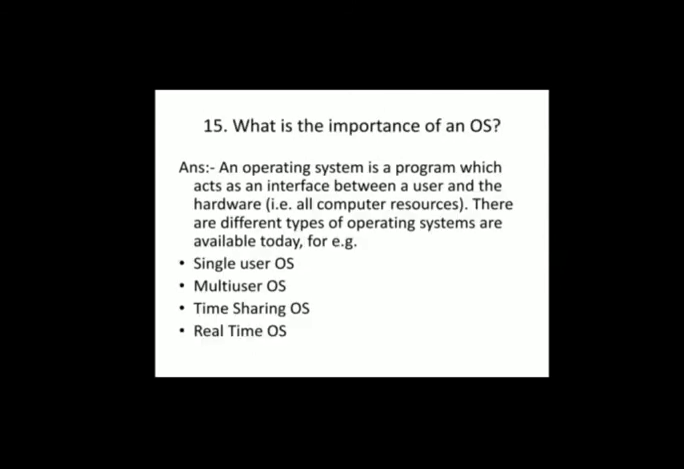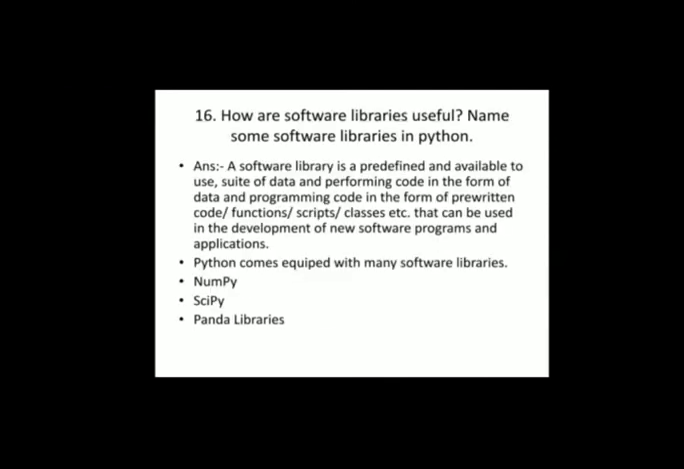15. What is the importance of OS? An operating system is a program which acts as an interface between a user and the hardware, that is, all the computer resources. There are different types of operating systems available today. For example, single user operating system, multi-user operating system, time sharing, and real-time operating system.